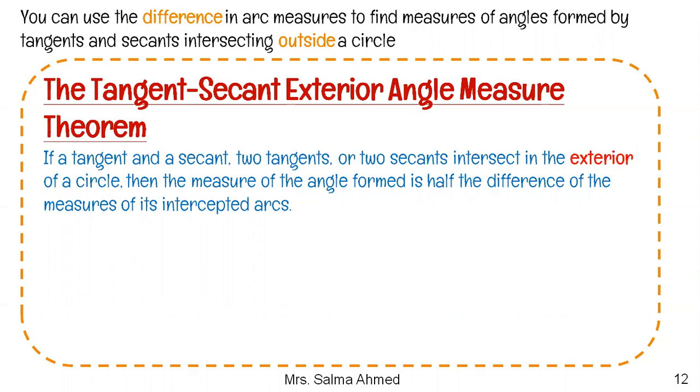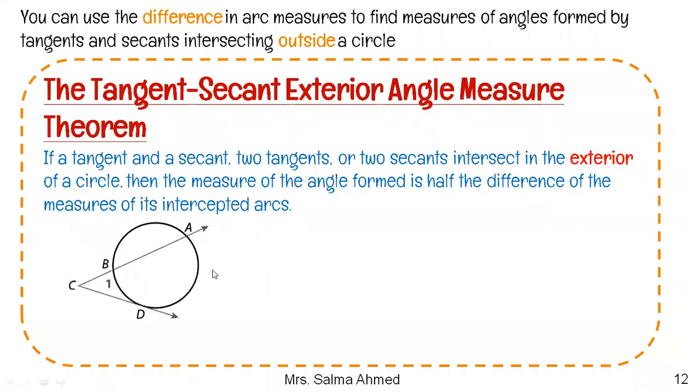This theorem is different because I need to find the exterior angle, not the interior angle of the previous theorems. If I need to find an angle which is outside of the circle, it will be half the difference of the intercepted arcs now, not the sum.